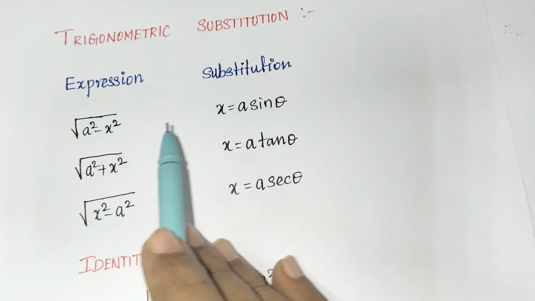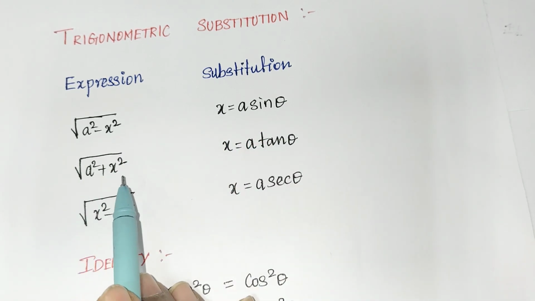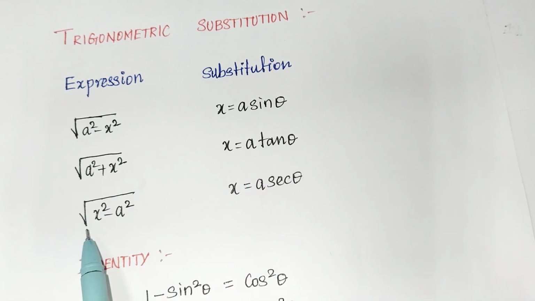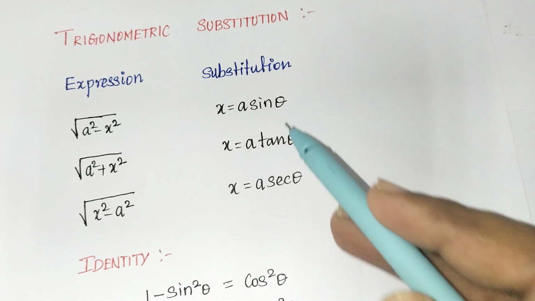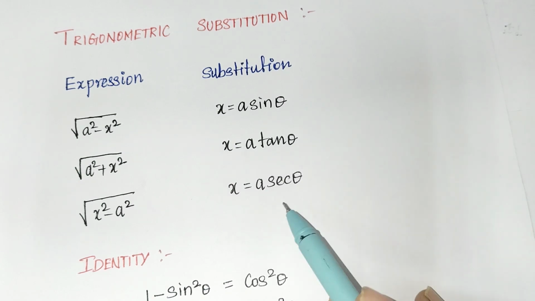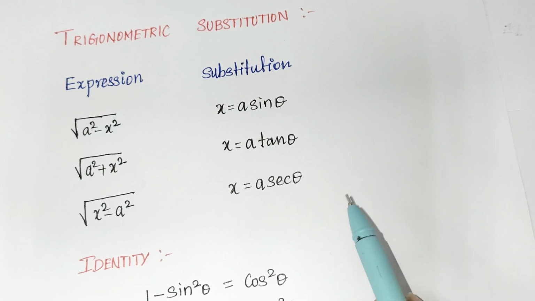A square minus x square means we can substitute x equal to a sin theta. And a square plus x square means we can substitute x equal to a tan theta. And x square minus a square means we can substitute x equal to a sec theta. The first two limits are minus pi by 2 to plus pi by 2, and the last one is 0 to pi by 2, or pi to 3 pi by 2. So these are the expressions we have to apply while doing the problems.